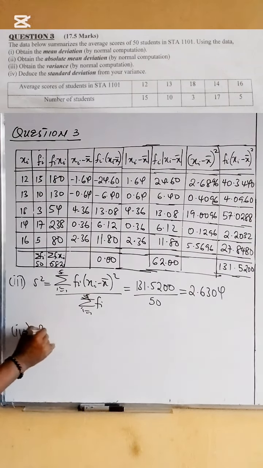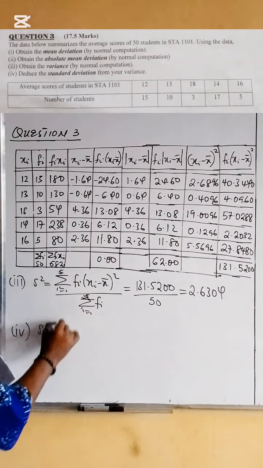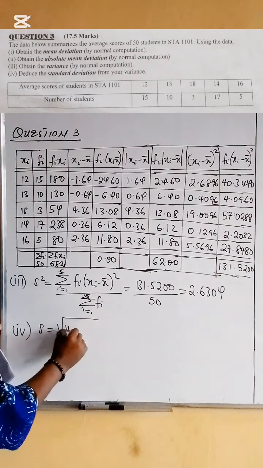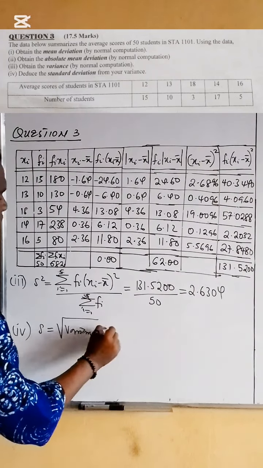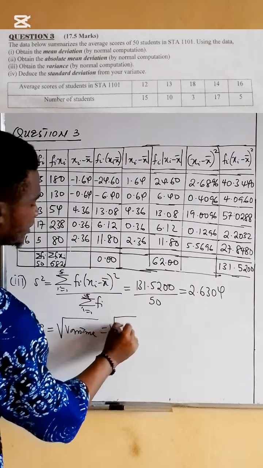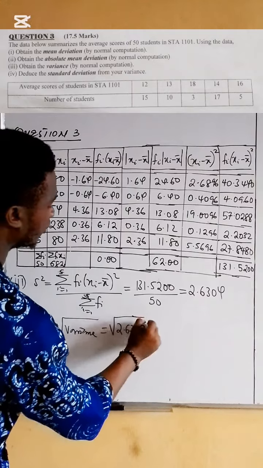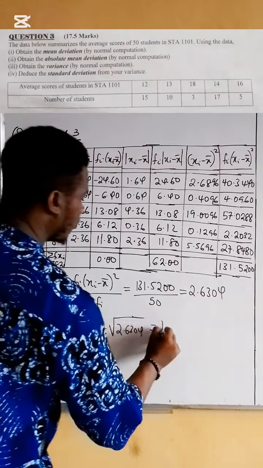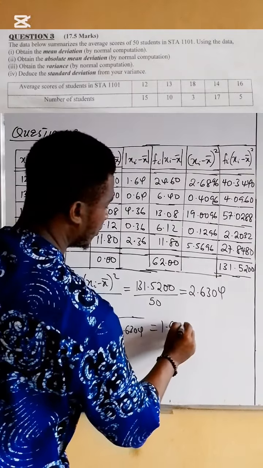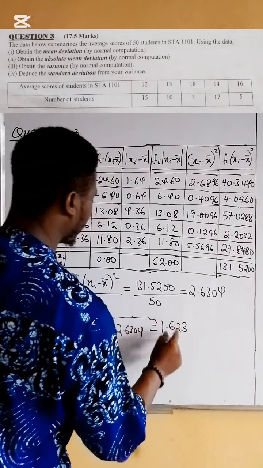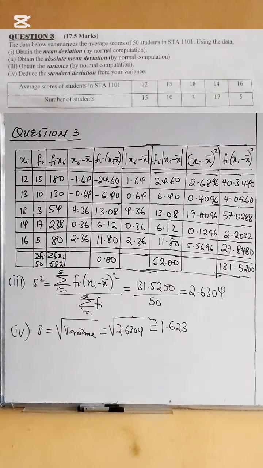Now, please take note, standard deviation in number 4 is the square root of variance. That would mean taking the square root of 2.6304 to give us what? 1.62 approximately. Let's move over to question 4.